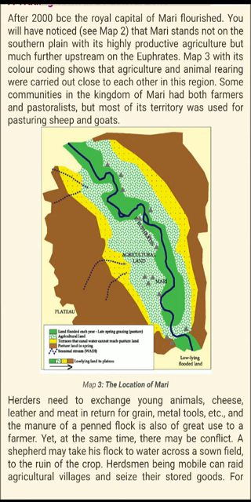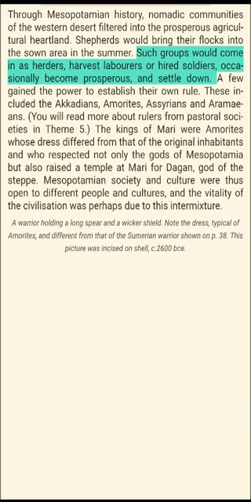Through Mesopotamian history, nomadic communities of the western desert filtered into the prosperous agricultural heartland. Shepherds would bring their flocks into the sown area in the summer. Such groups would come in as herders, harvest laborers, or hired soldiers, occasionally become prosperous, and settle down. A few gained the power to establish their own rule. These included the Akkadians, Amorites, Assyrians, and Aramaeans. You will read more about rulers from pastoral societies in Theme 5.